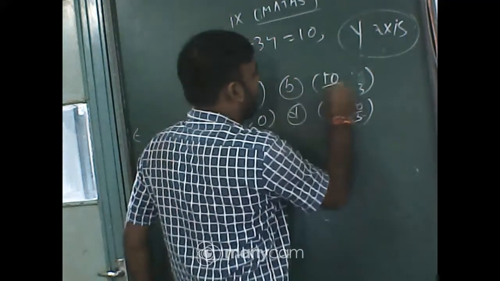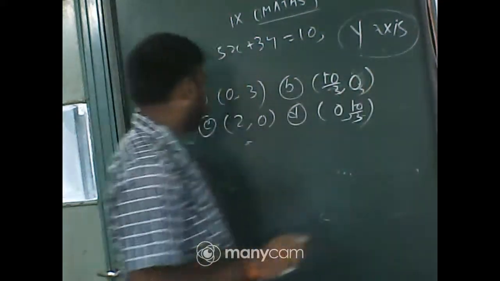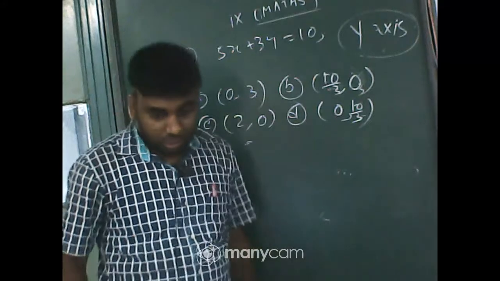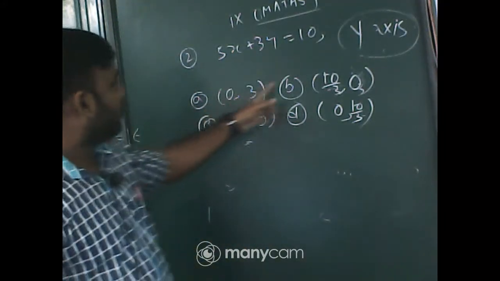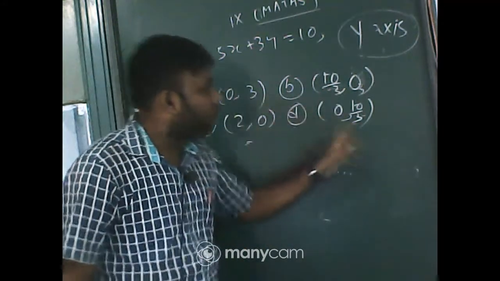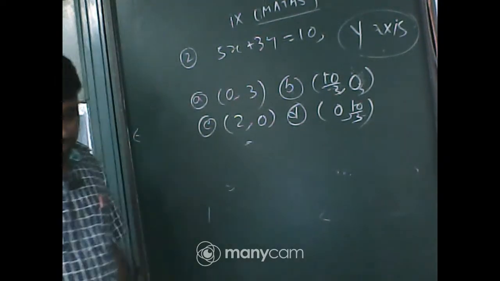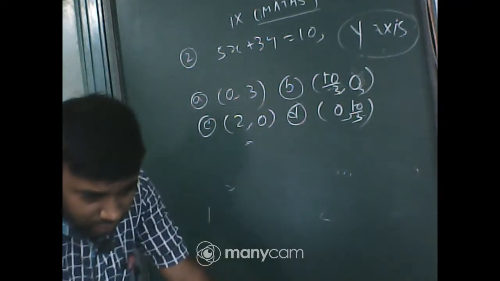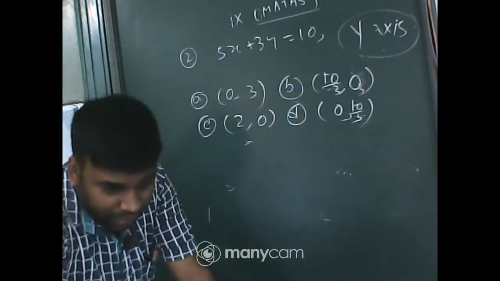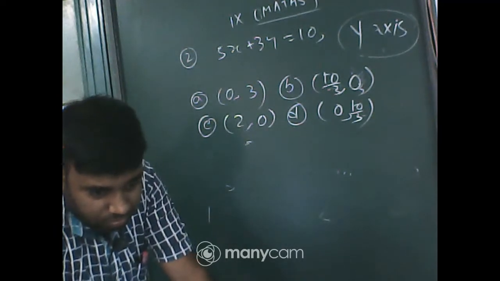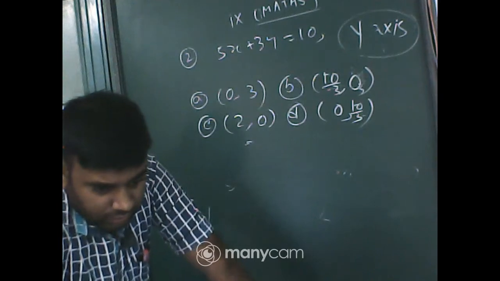The options are: (0, 3), (10/3, 0), (2, 0), and (0, 10/3). Which one is the correct answer? Answer it quickly. Option D. Riddhita is wrong. Riddhita has given the wrong answer.